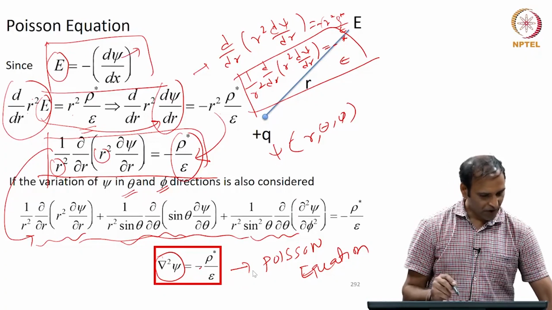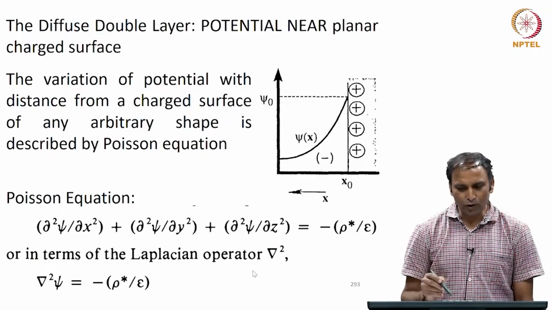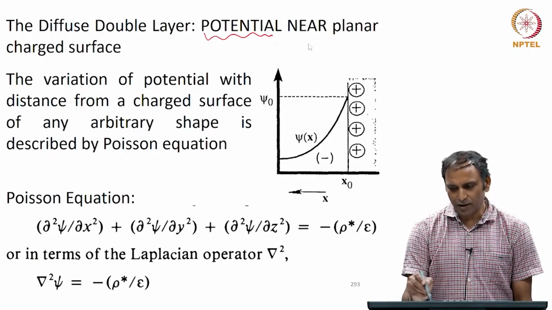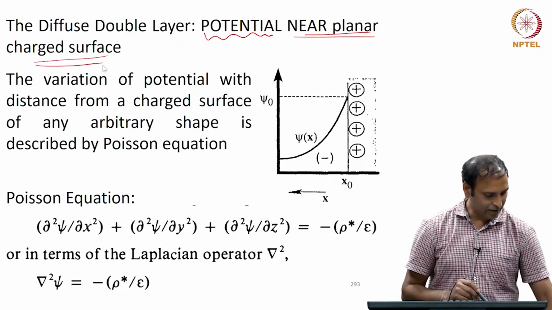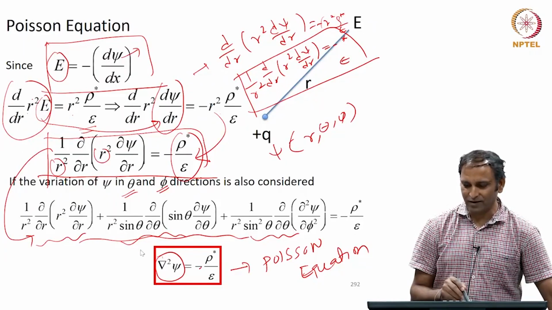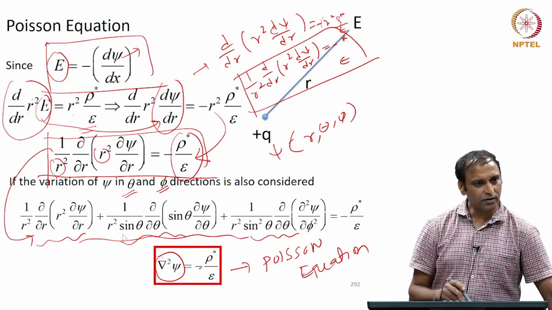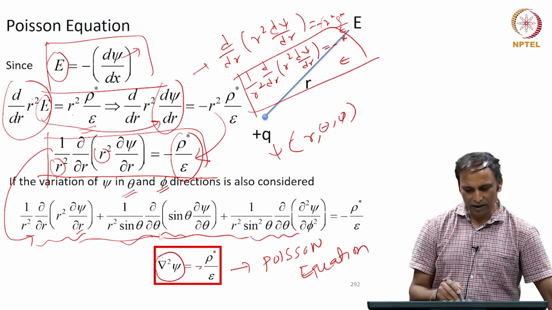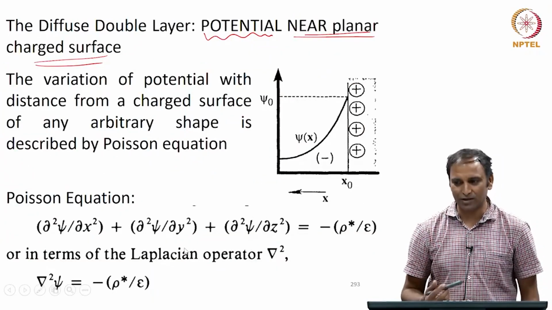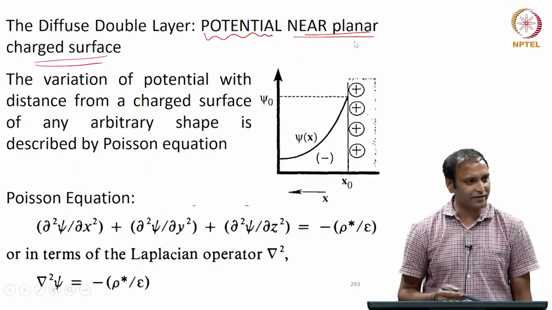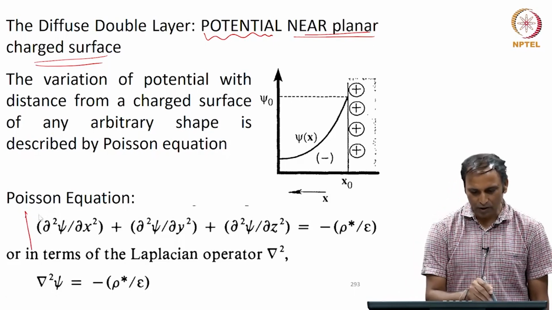Now, with the Poisson equation as a starting step, we would like to look at the potential near a planar charged surface. What we derived was a case where I have a spherical surface, and we looked at the variation of surface potential with r, theta and phi. But the calculations are much easier if you work with a planar charged surface, so we would like to start with the Poisson equation.